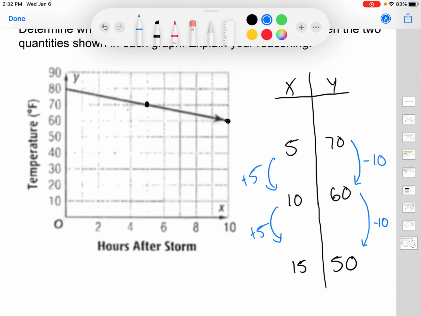So now we would walk this backwards to find out what the value is at 0. If I'm looking for an x value of 0, I need to go -5. And if I'm going -5 on this side, because that's the rate on this left-hand side, then I need to go -10 on this right-hand side as well. Or I need to go +10, because that's the opposite. So since we're subtracting 10 as we go down, we're going to add 10 to go up. So at x equals 0, I would have a y value of 80, which we can also see in the graph.